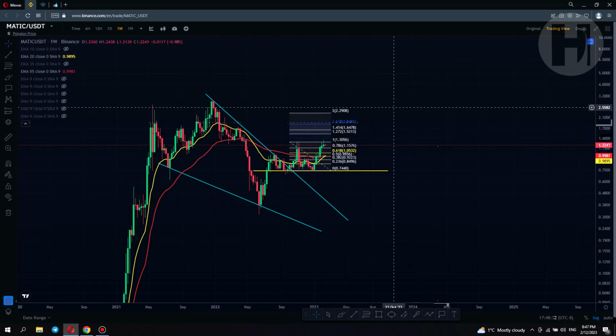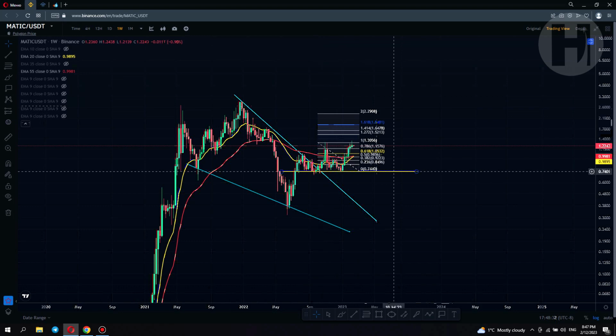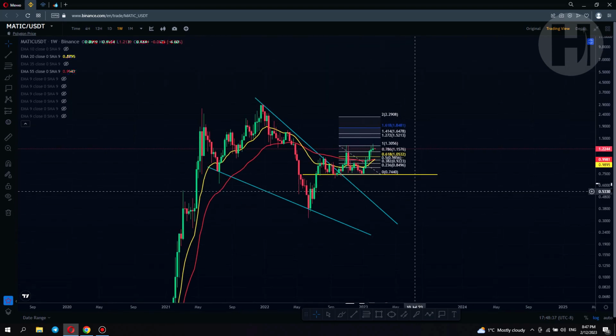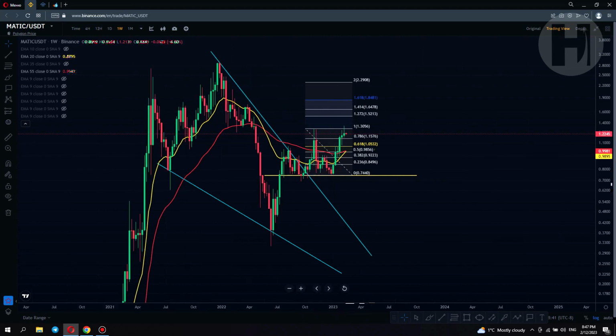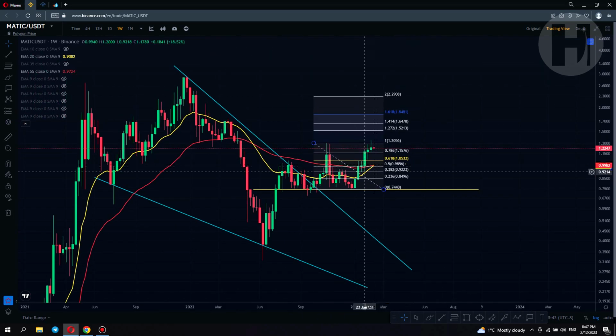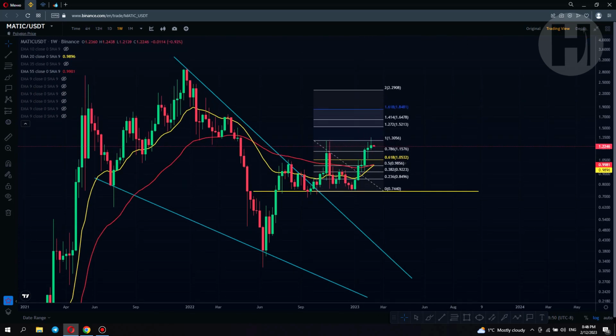So taking a look at the weekly chart on Binance, I would say this is a perfect chart on the weekly, as we're about to get the bullish cross where the 20 EMA crosses above the 55 EMA. So the yellow crosses above the red. That's going to be your major buy signal.